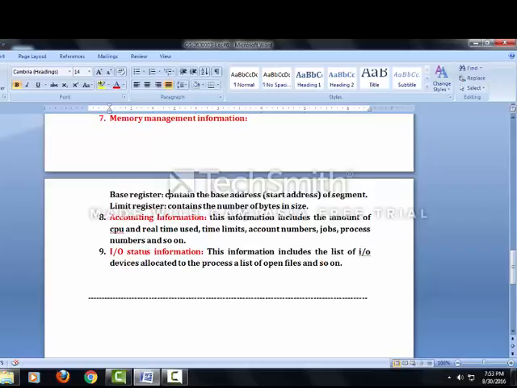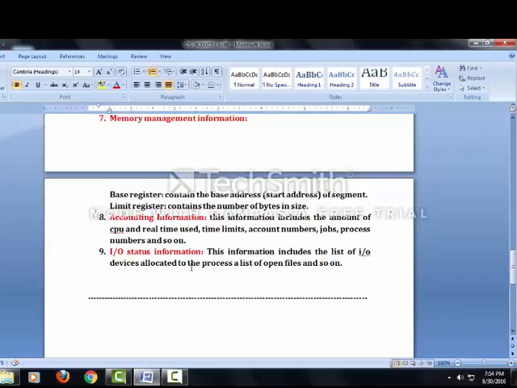Accounting information. This will contain information like the amount of CPU and real time used, time limits, account numbers, jobs, how many processes we have, how many times the CPU will be allocated to a process, the latency time, delay variation, and switching time. It includes all that information, so everything should be accountable.